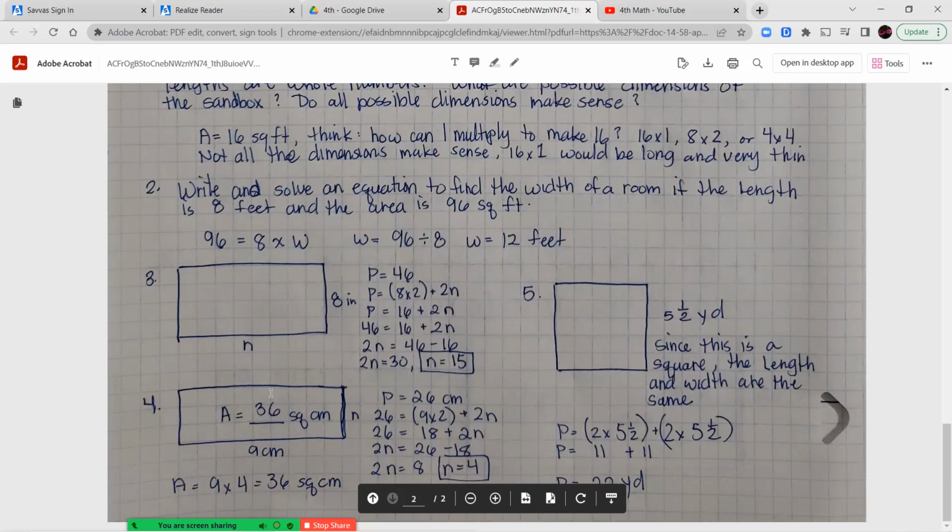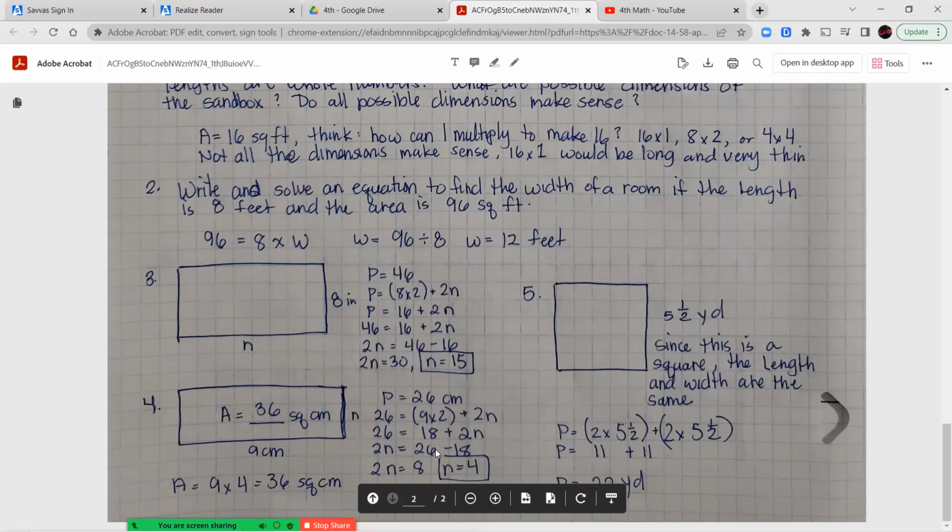For number 4, they asked us to find the area and to find the length of n. So they told us the perimeter is equal to 26 centimeters. That means all the way around, when you add all 4 sides, they equal 26. So the perimeter is 26. 26 is equal to 2 times the 9 centimeters that we know, plus 2 times n. So 26 is equal to 18 plus 2n.